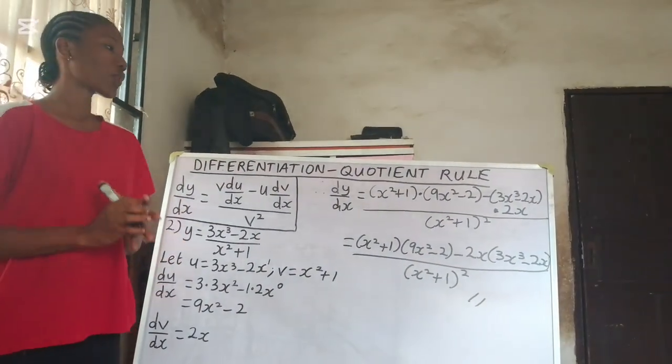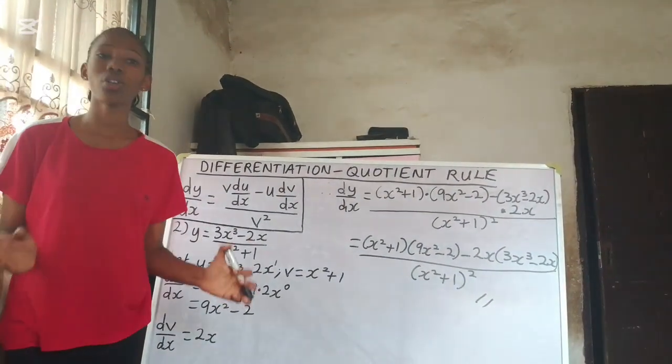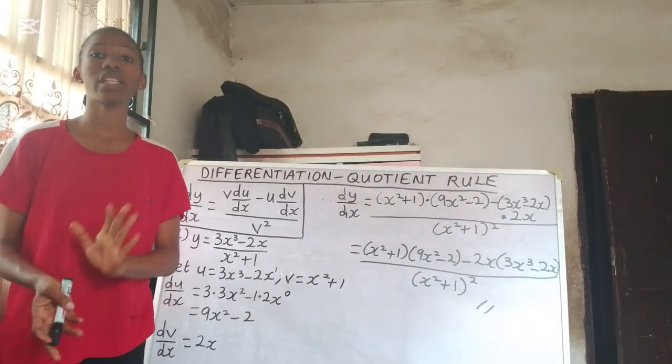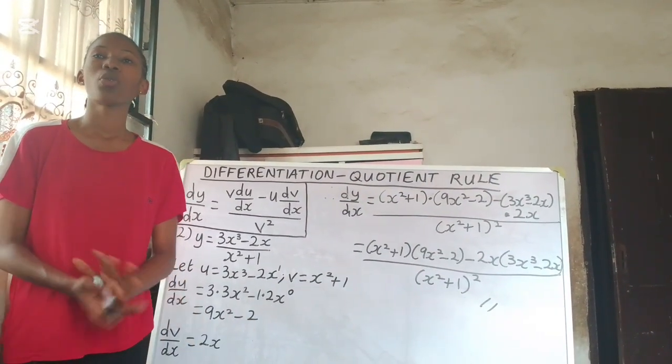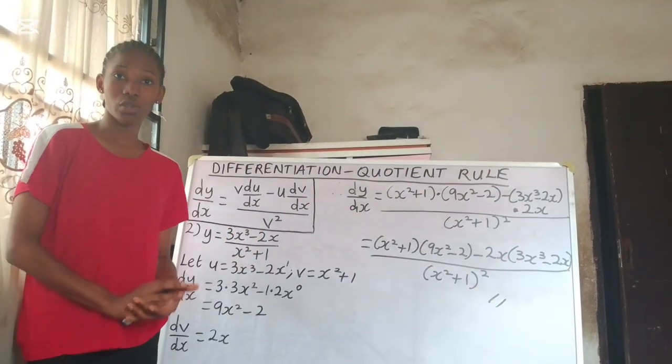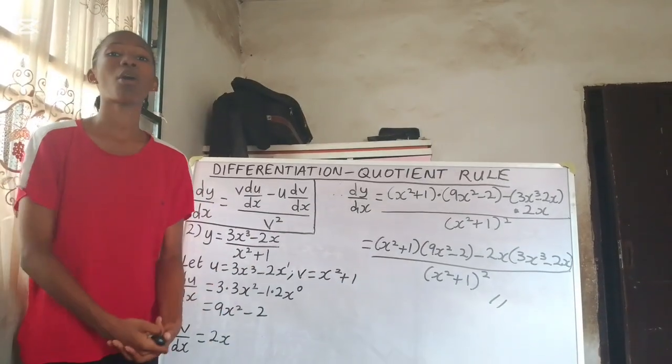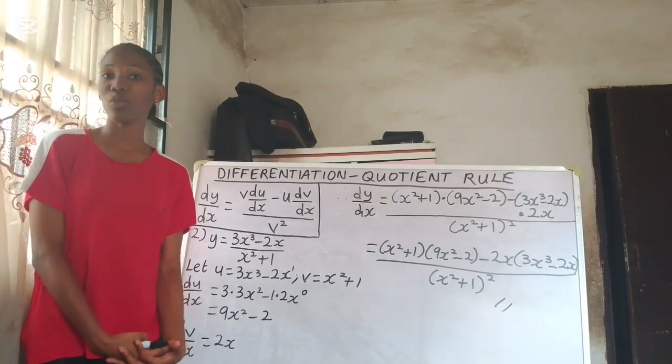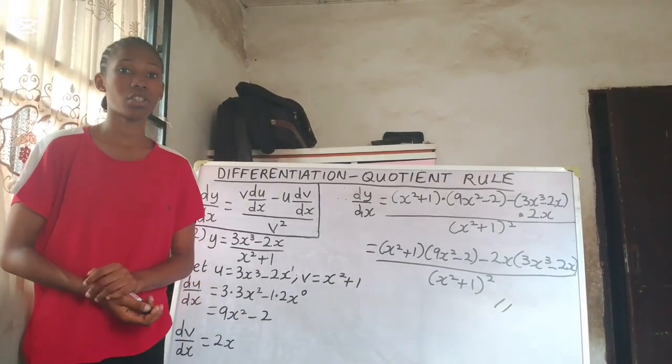So guys, this is how we use the product rule and the quotient rule in differentiation. We are going to end this video here today, but in our next video we'll talk about more rules such as the chain rule and implicit differentiation.